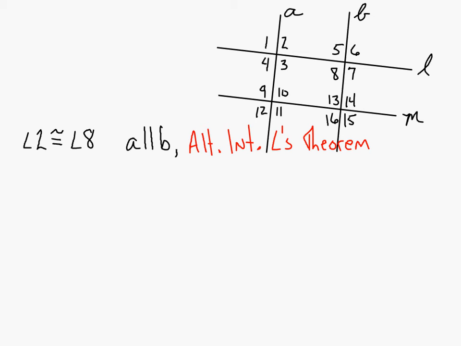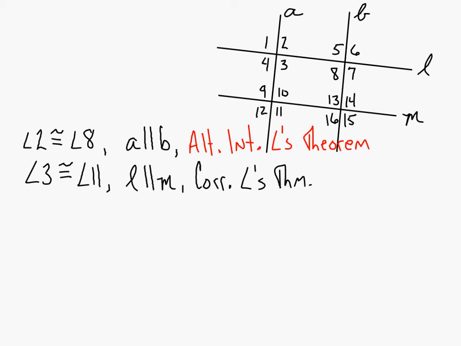That's justifying your answer. If you're told that angle 3 is congruent to angle 11, what lines are parallel? And what reason are you using to state that? Yes? L and M. Very good. L is parallel to M. And what reason are you using? What theorem? Corresponding angles theorem. So you would write corresponding angles theorem. Okay?